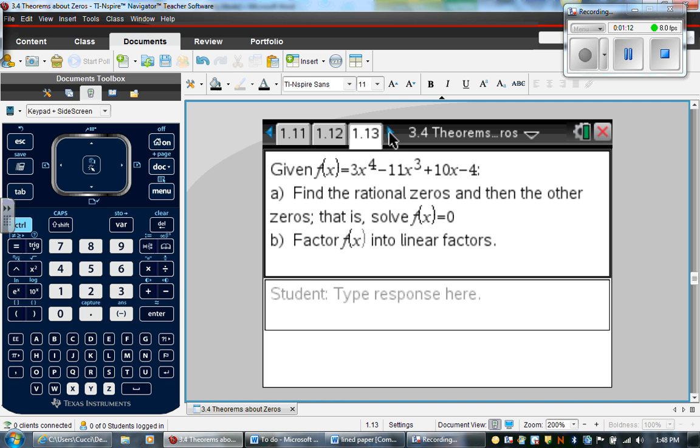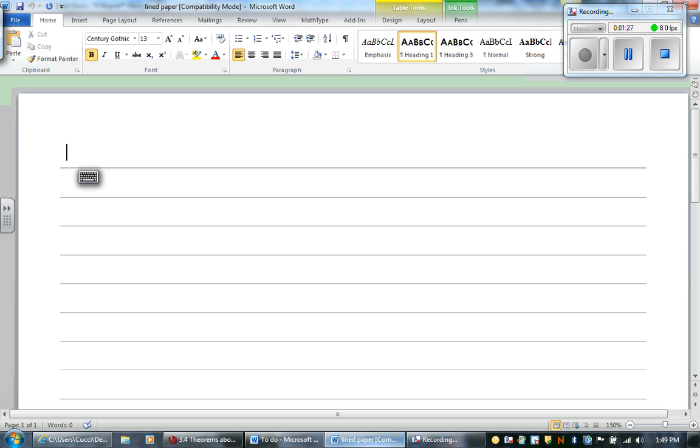So, given f of x equals 3x to the fourth minus 11x cubed plus 10x minus 4, we're going to find the rational zeros and then the other zeros. That is, we're going to solve f of x equals 0, and we're going to factor f of x into linear factors.